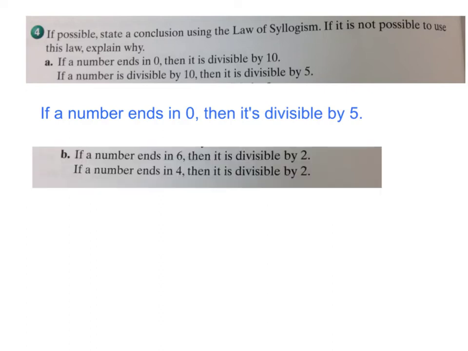Now let's look at quick check number 4, part B. First conditional, if a number ends in 6, then it's divisible by 2. True. Second conditional, if a number ends in 4, then it's divisible by 2. Also true. Can you use the law of syllogism to come up with a conclusion from this, or are you unable to? If so, explain. Please pause the video while you try to figure this out.